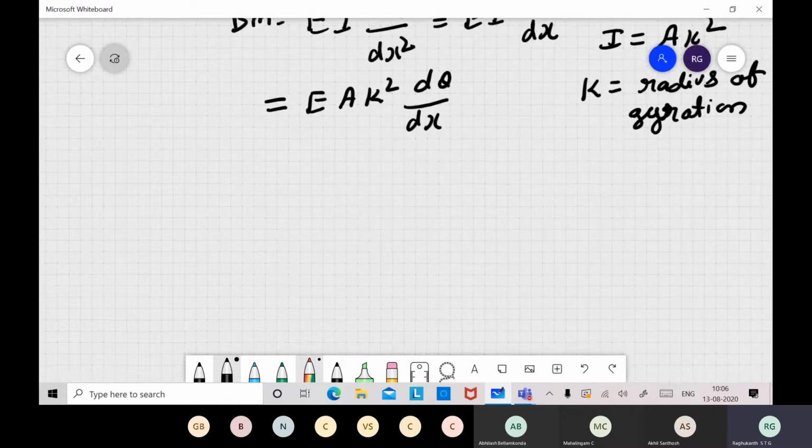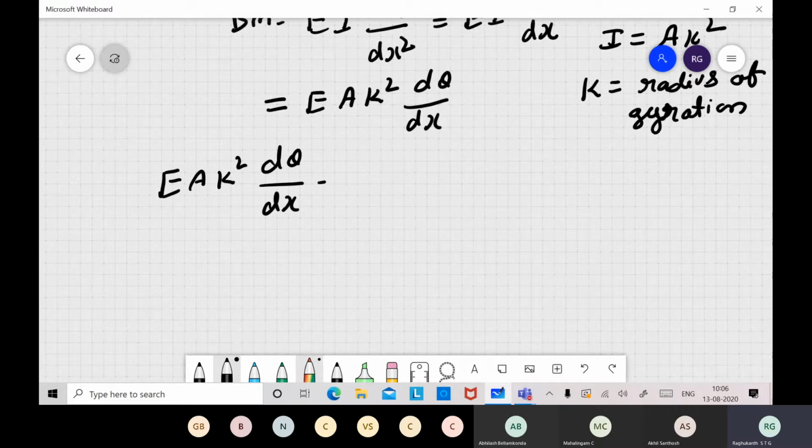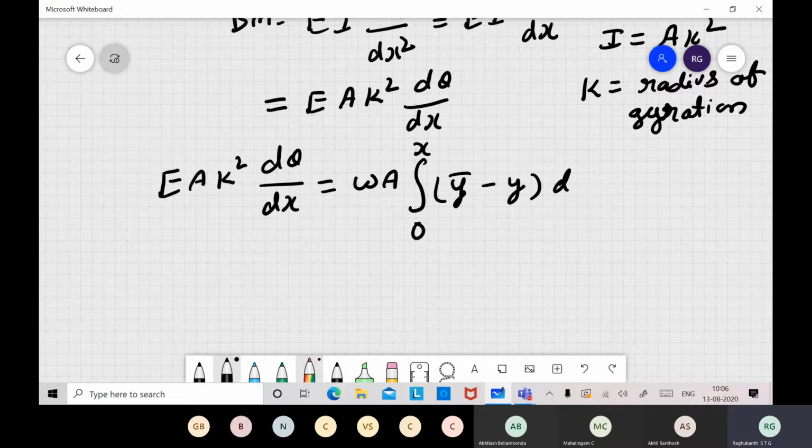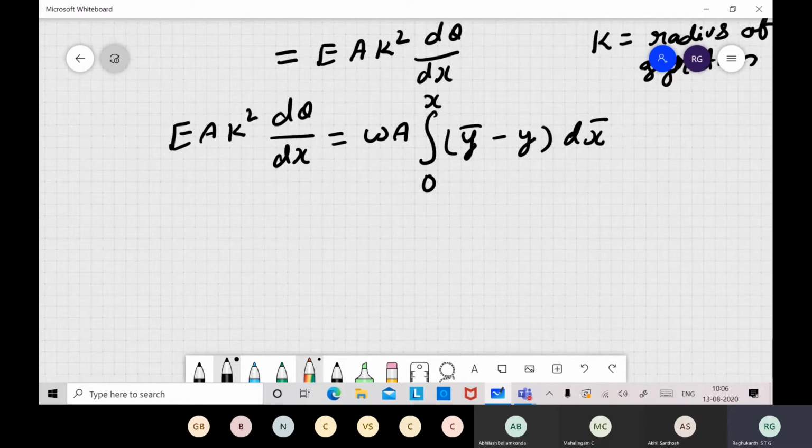So if you equate on both the sides, you have E A k² dθ/dx equal to w, which is nothing but the density, integral from 0 to x of (y bar minus y) dx bar. So this is our basic equation of equilibrium for a tree, or maybe a cantilever column, buckling under its own weight. So A gets cancelled on both the sides.